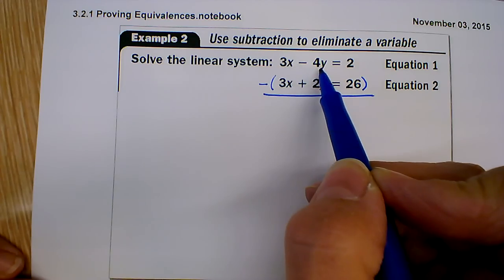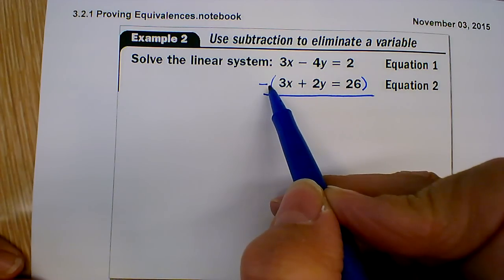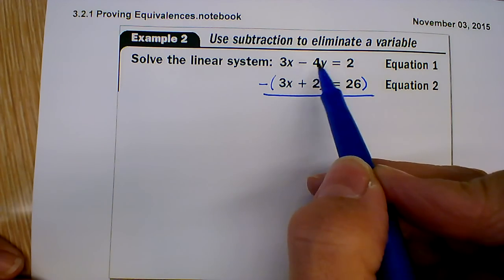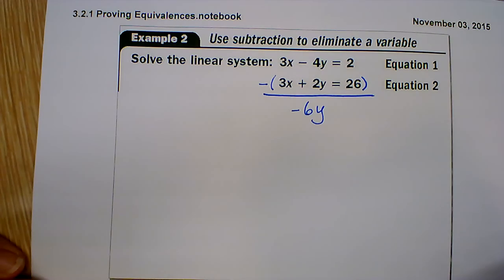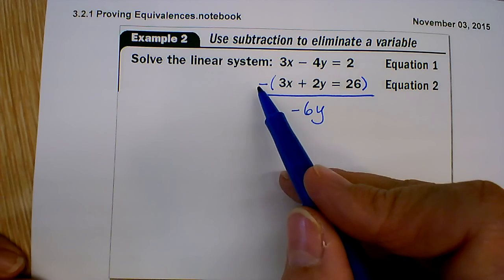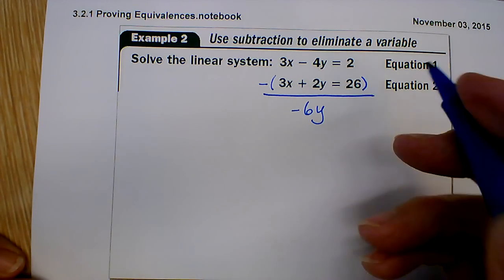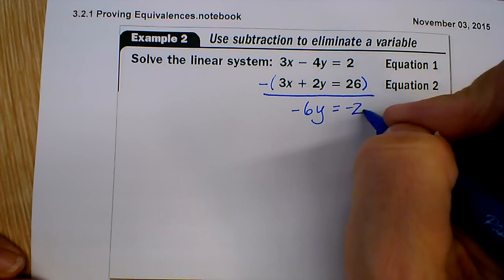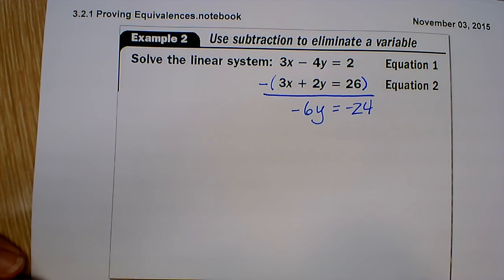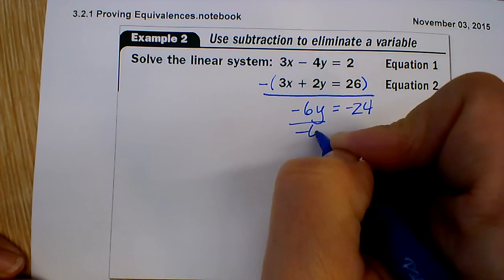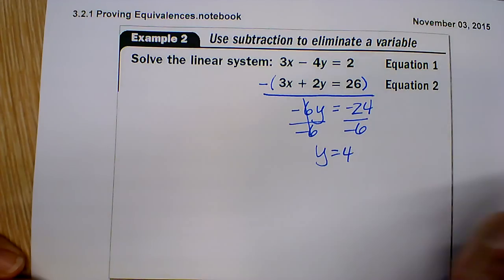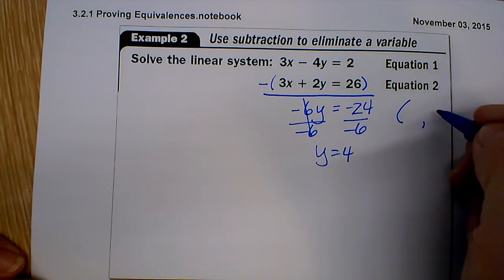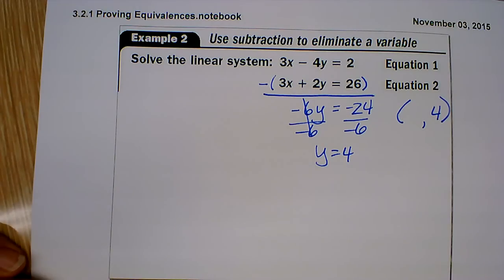Next, I would say negative 4y minus 2y. So that's negative 4y minus 2y is going to give me negative 6y. And then 2 minus 26 is going to give me negative 24. To solve for y, I divide both sides by negative 6. So y equals positive 4. So I know in my solution that my y coordinate is positive 4.